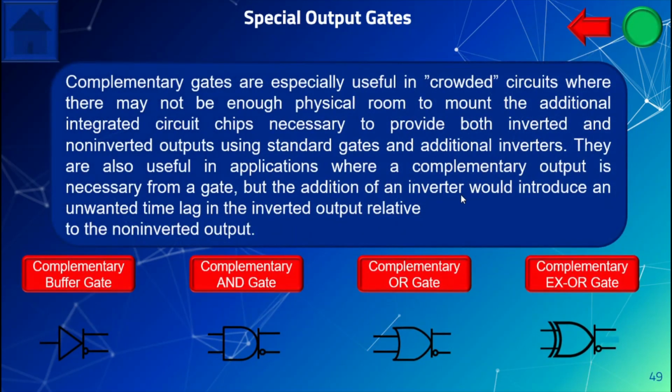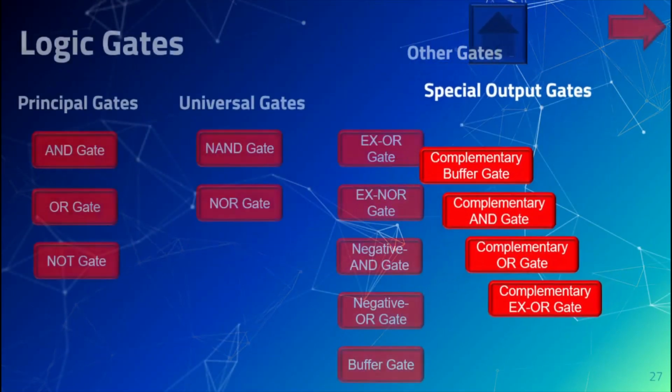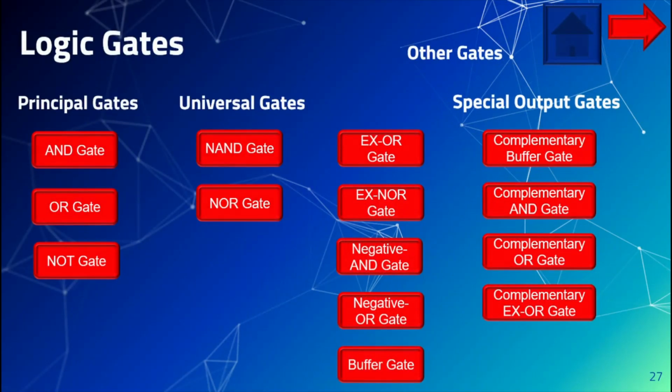Complementary gates are especially useful in crowded circuits where there may not be enough physical room to mount the additional integrated circuit chips necessary to provide both inverted and non-inverted outputs using standard gates and additional inverters. They are also useful in applications where a complementary output is necessary from a gate, but the addition of an inverter would introduce an unwanted time lag in the inverted output relative to the non-inverted output.